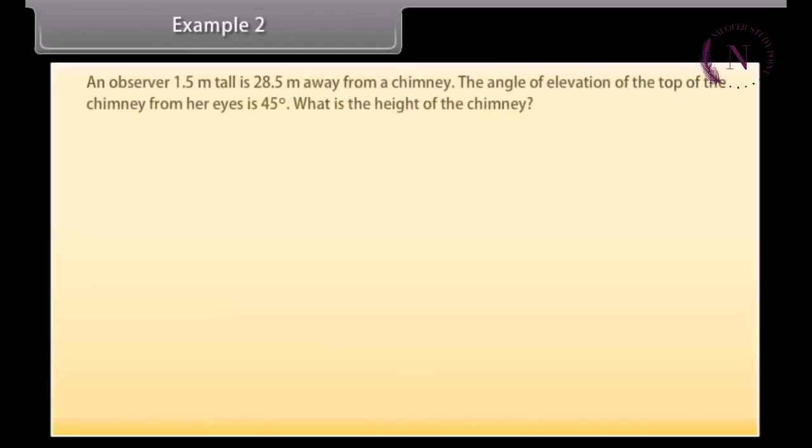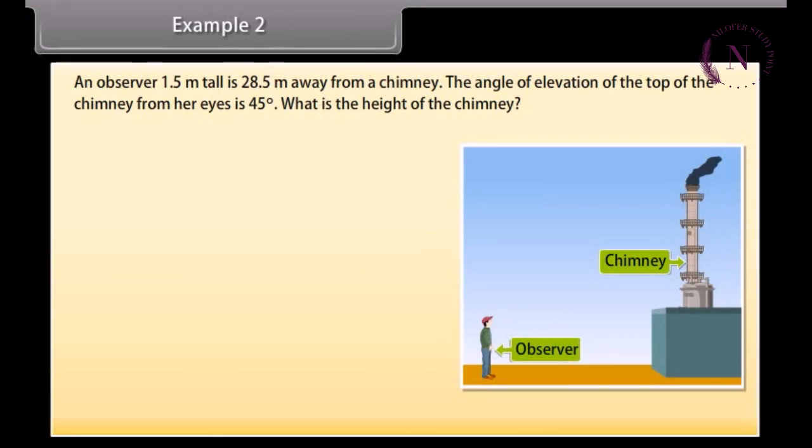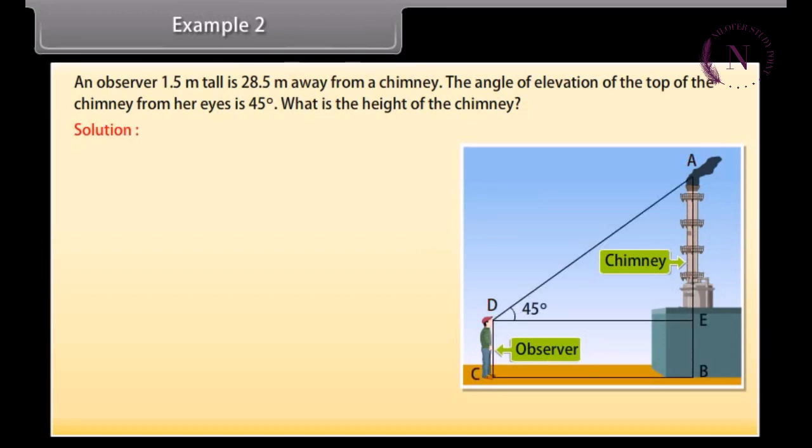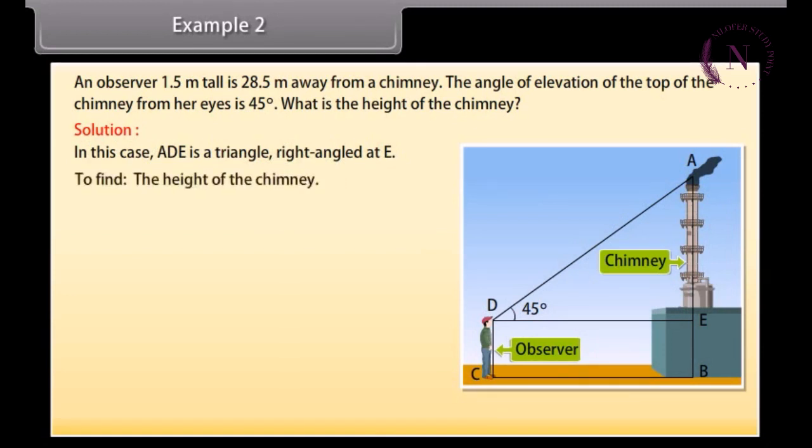Example 2. An observer 1.5 meter tall is 28.5 meter away from a chimney. The angle of elevation of the top of the chimney from his eyes is 45 degrees. What is the height of the chimney? Solution. Here AB is the chimney, CD the observer, and angle ADE is the angle of elevation. In this case, ADE is a triangle, right-angled at E, and we are required to find the height of the chimney.